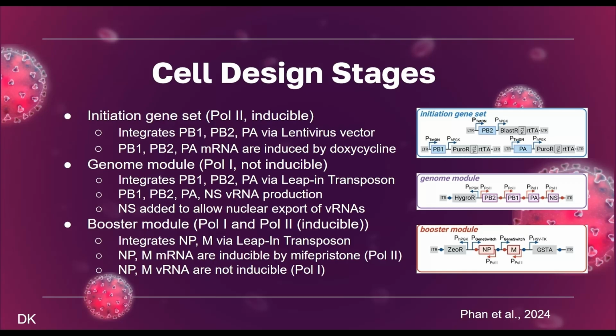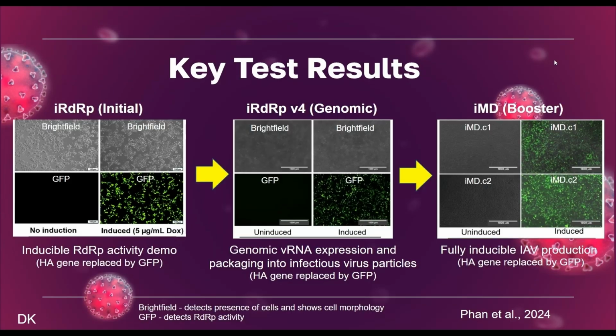And then finally, we have the booster module, which is both Pol1 uninducible and Pol2 inducible. So at this stage, we want to integrate the remainder of the genes, namely the nucleoprotein and the matrix protein, via leap-in transposon, whereas the mRNA associated with those two genes are inducible by mifepristone, Pol2, and by Pol1 producing the viral RNAs, which are not inducible.